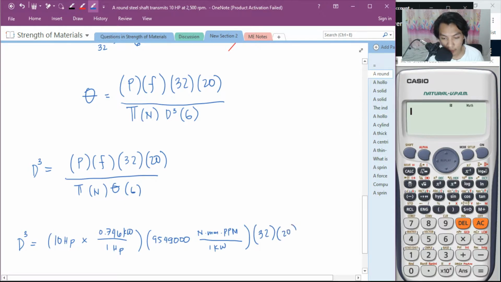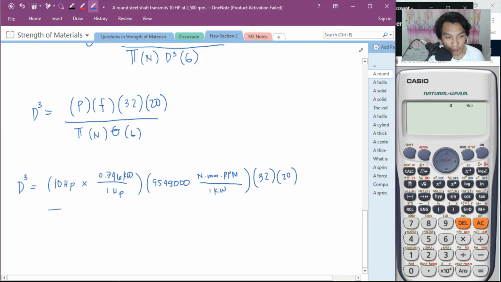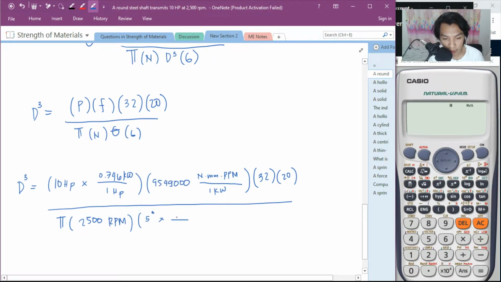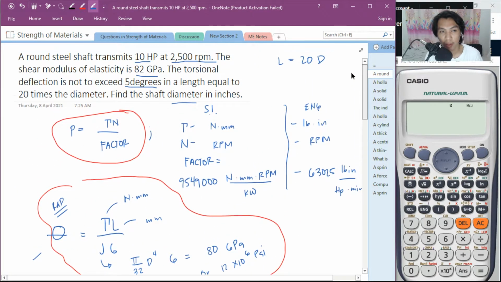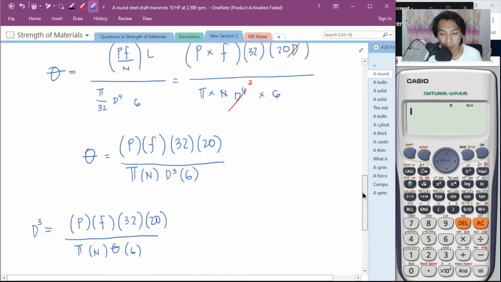times 20. Yan. Tapos, pi times 2,500 RPM multiplied to theta 5 degrees times pi tapos 180 degrees para maging radian. You multiply to G, that is in GPa. Kailangan MPa. So 82 times 1,000 Newton per millimeter squared. Kaya naging ganon. Naka-GPa, di ba? Ayun, no? 82,000 MPa yan. Times 10 to the 3 dapat.